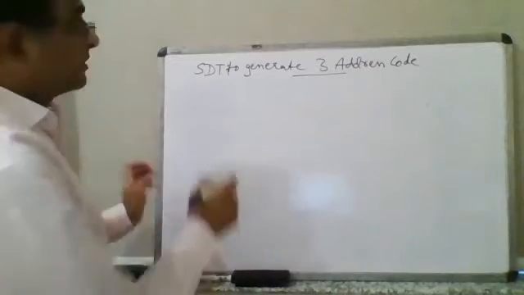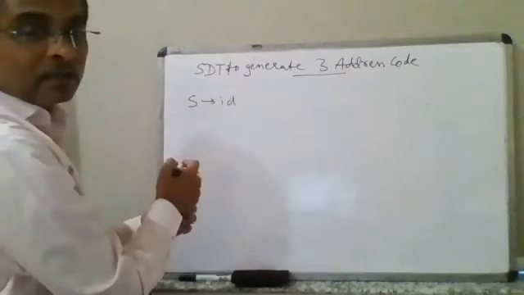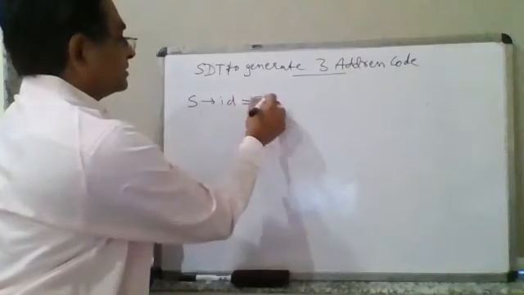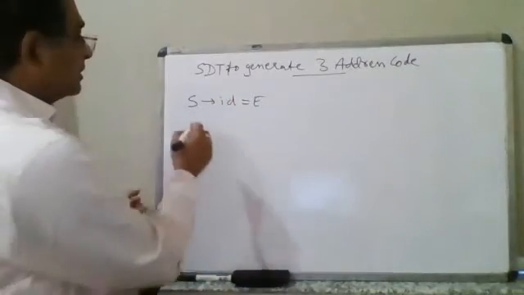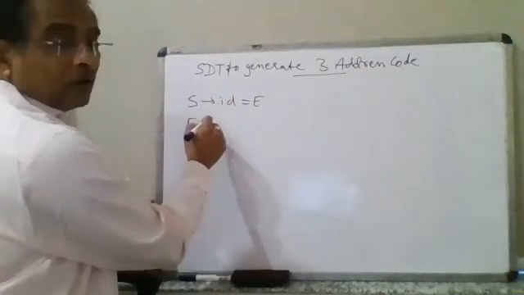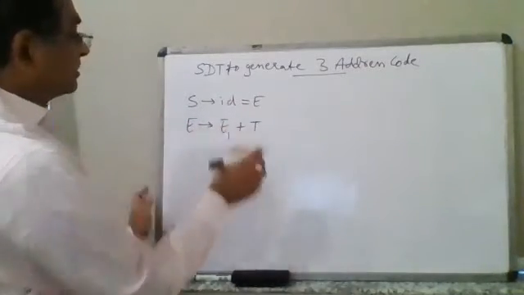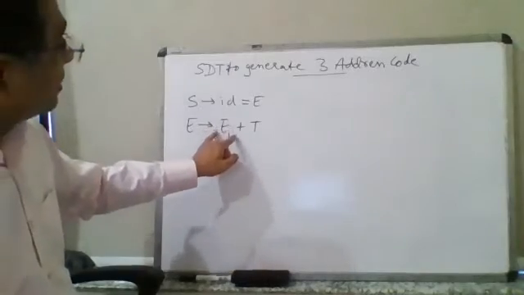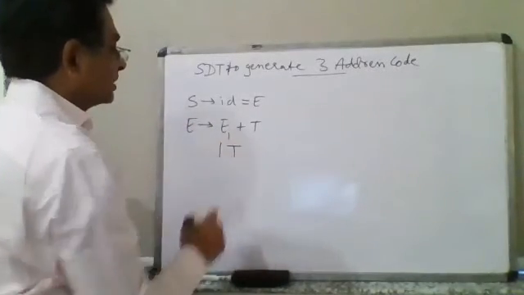right? So let's say S tends to id equal to E is the starting production, and then E tends to E1 plus T, because I'm just differentiating it to be E1 compared to E, so that now it becomes easy for us. Or T, right?